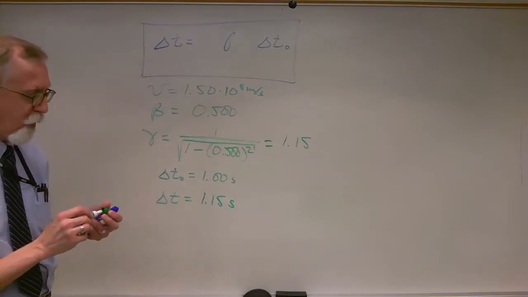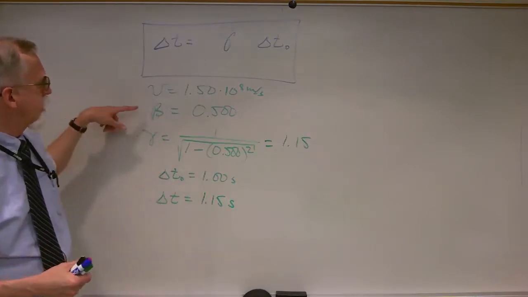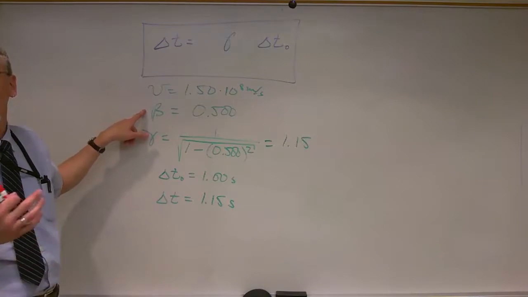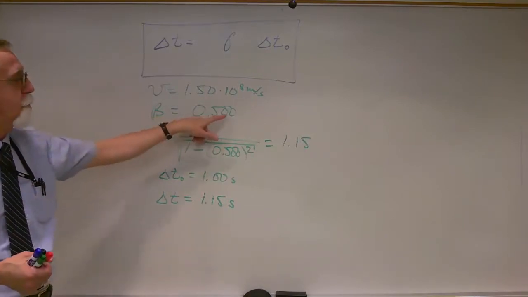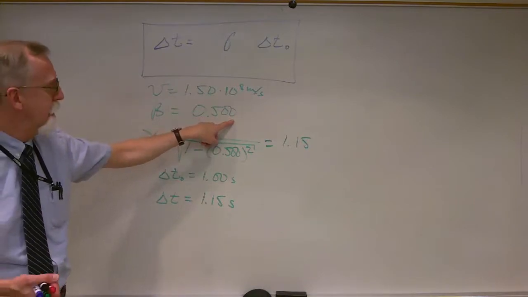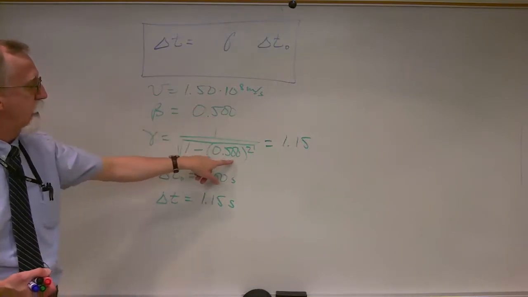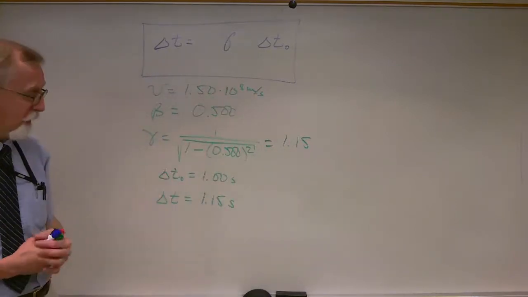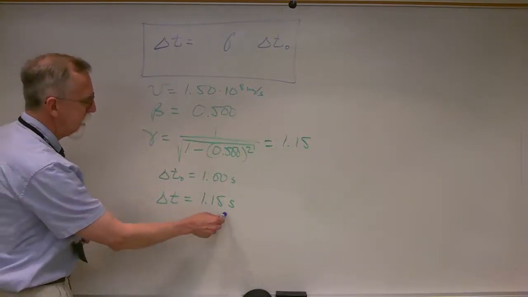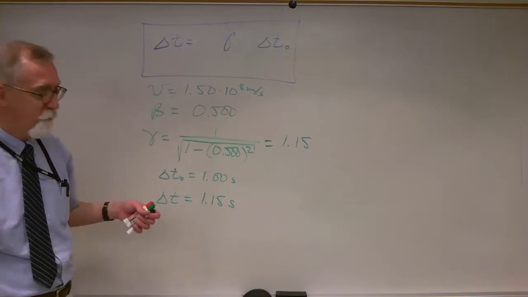Oh, sorry, just before we go on, let's notice what units we're talking about here. What are the units of beta? Well, the units of beta will be the units of velocity divided by the units of c. They'll cancel out, so beta is a unitless quantity. Likewise, gamma, which only involves beta, will also be a unitless quantity. So both beta and gamma are unitless. So delta t is 1.15 seconds.